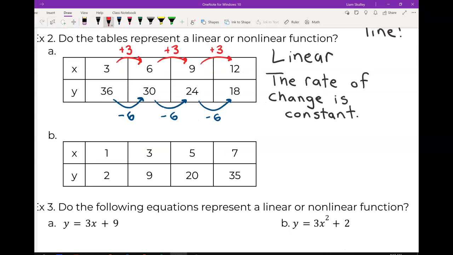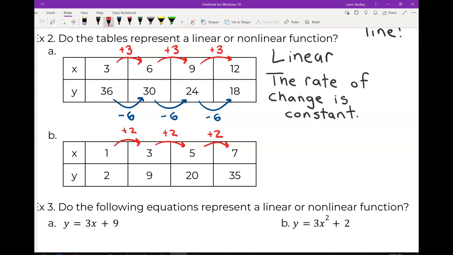Check our second one by doing the same thing. Our x values are increasing by 2 each time. Still have that pattern of plus 2. We're going to check our y values now.